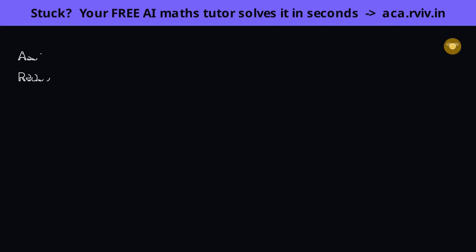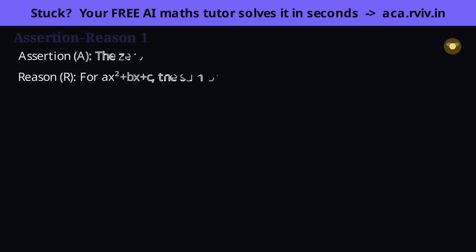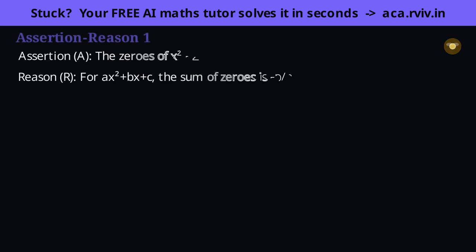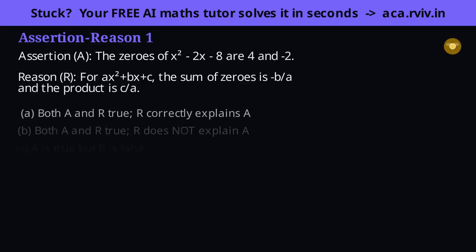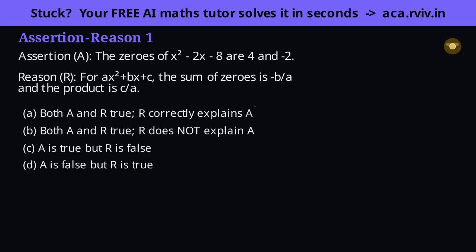Assertion reason 1. In this format we judge two statements separately, then ask whether the second explains the first. Assertion: the zeros of x squared minus 2x minus 8 are 4 and minus 2. Reason: for ax squared plus bx plus c, the sum of zeros is minus b over a and the product is c over a. Which option is correct? Let's test both, then the link.